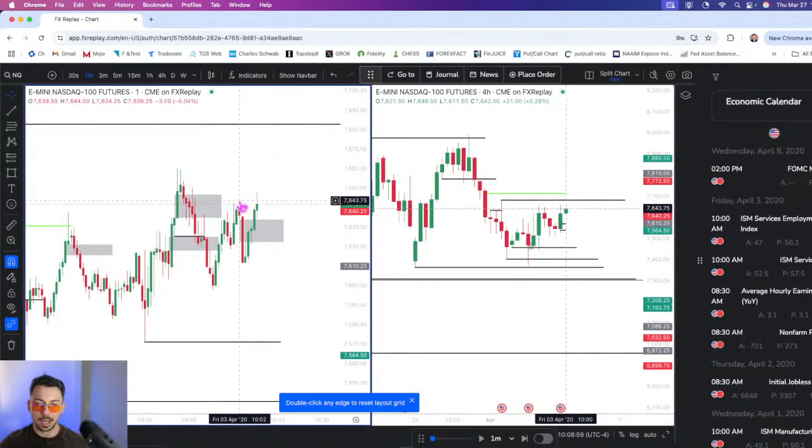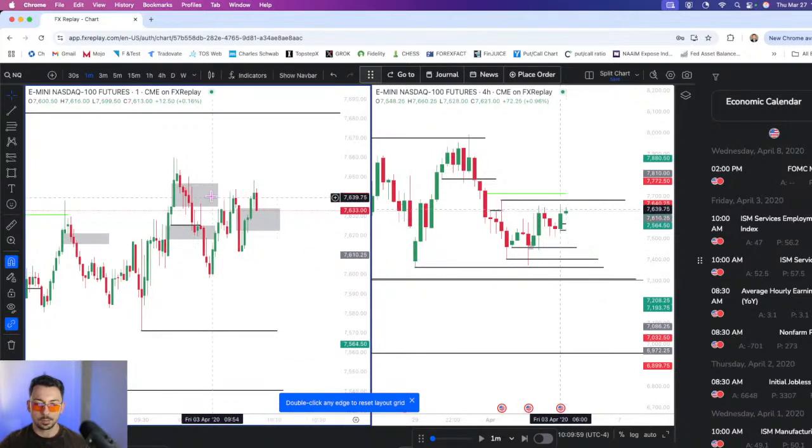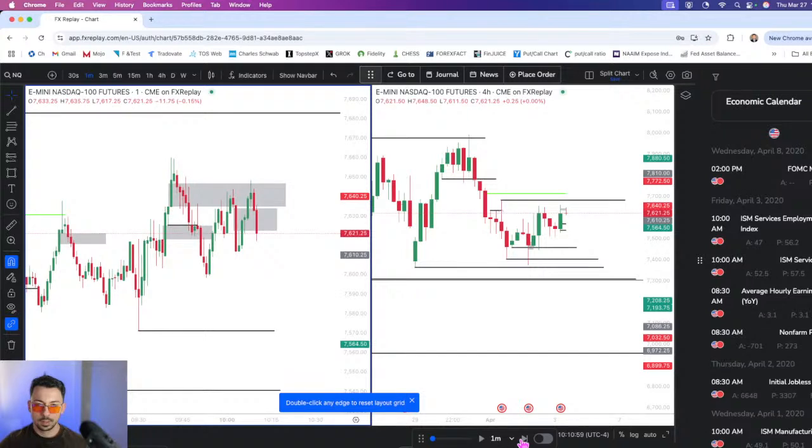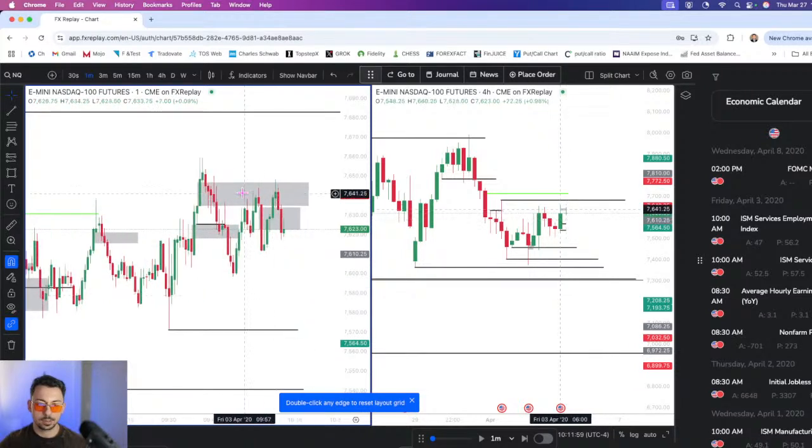So we swept the high. Immediate stop to break even. See that? So I'm glad I wasn't part of that. Okay, to me now, we swept more liquidity to the upside. We have an IFEG here.